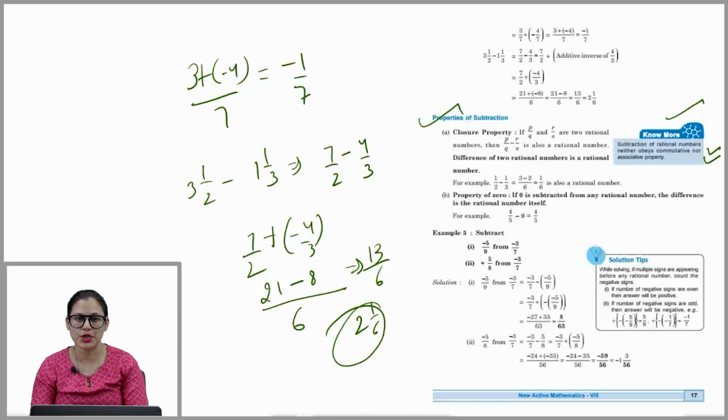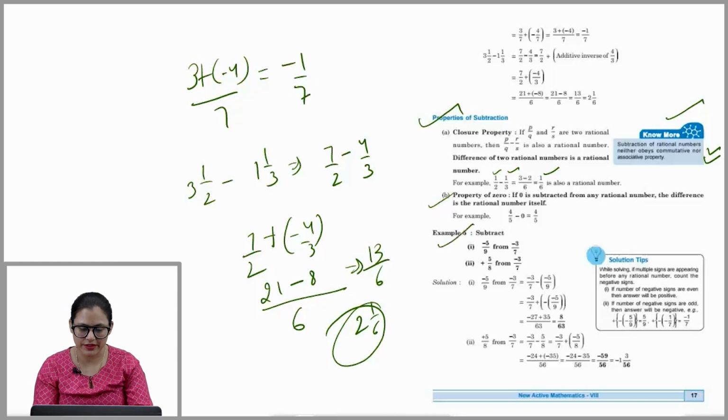Number 1, closure property. If p by q and r by s are two rational numbers, then p by q minus r by s is also a rational number, and the difference of two rational numbers is a rational number. For example, these are the rational numbers and the difference of these two rational numbers is also a rational number. B, property of 0. If 0 is subtracted from any rational number, the difference is the rational number itself. For example, 4 by 5 minus 0 is equal to 4 by 5.